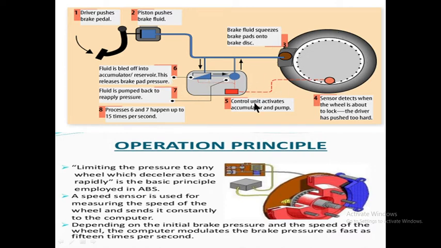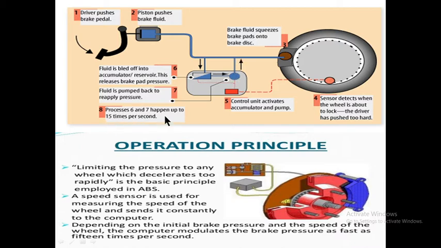So as the speed is sensed, what happens? The control unit activates the accumulator and pump. Here fluid is bled off into the accumulator. So this high pressure fluid in this line moves to the accumulator or reservoir. This releases the brake pedal pressure. Then fluid is pumped back to reapply pressure. Here, in step 7, it is again reapplied.